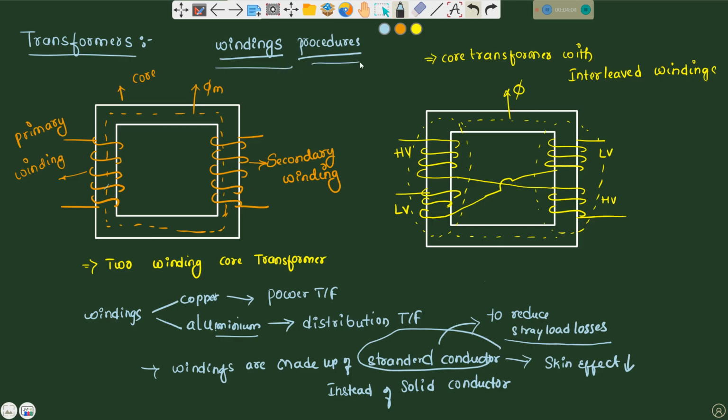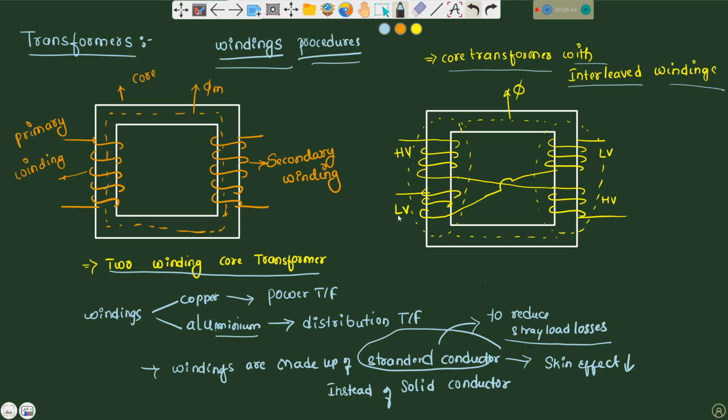Now if we talk about the winding procedure, here we can see a two winding core transformer, this one, and here a core transformer with interleaved windings. In core type, each winding is divided into two equal parts and placed on two separate limbs. This is limb 1 and this is limb 2. This process of distributing the same winding on two separate limbs is called interleaving of windings.